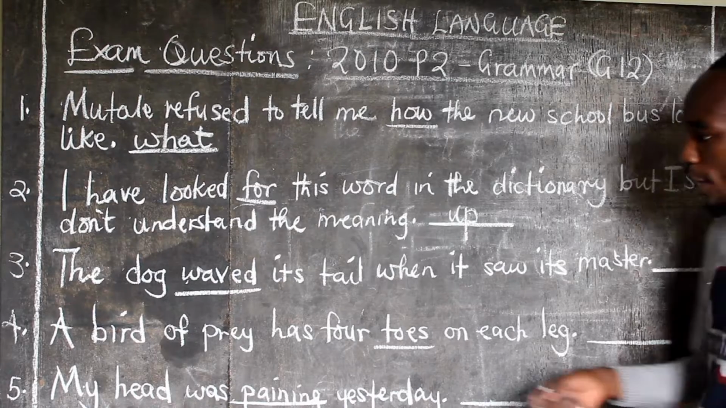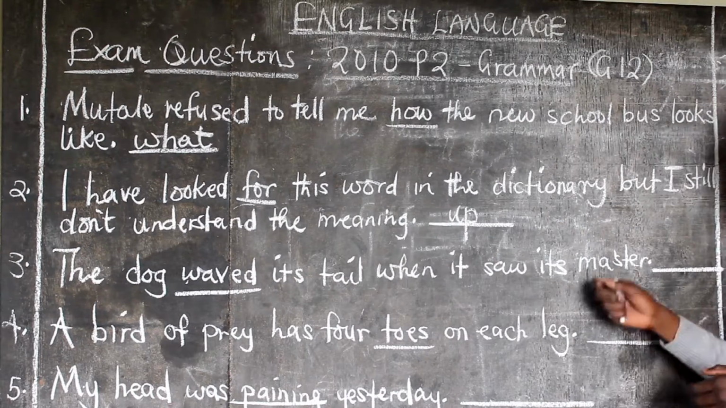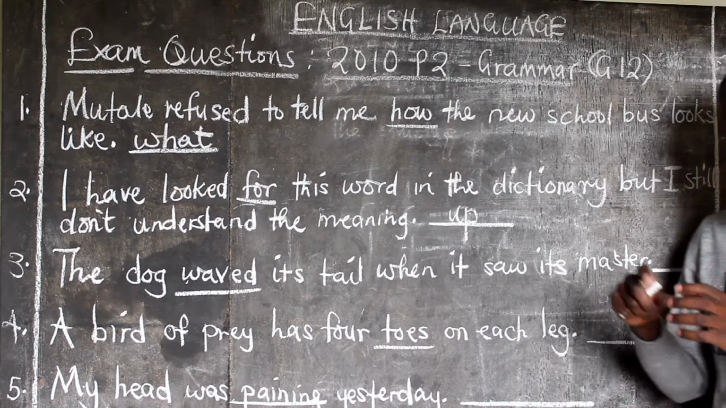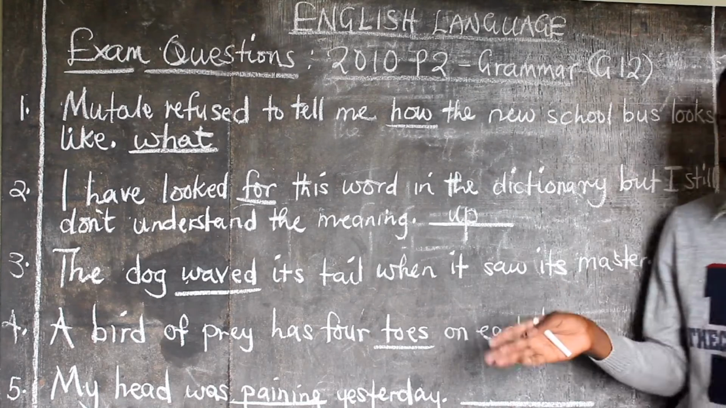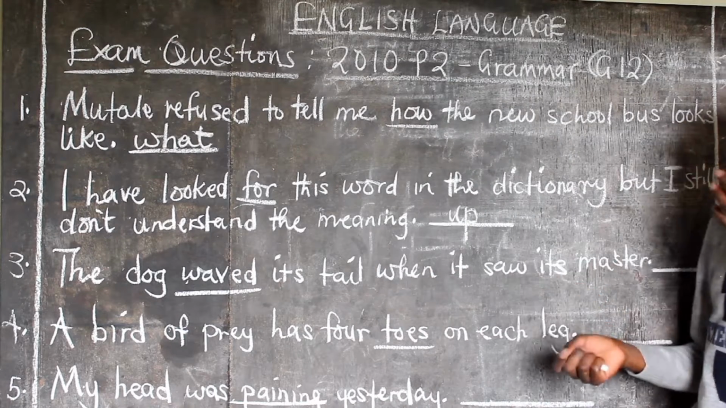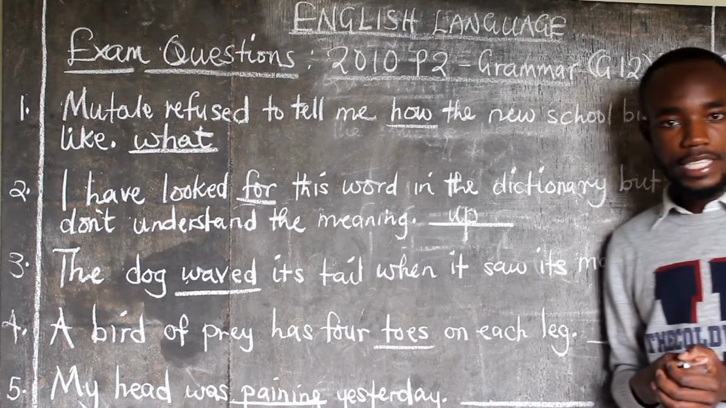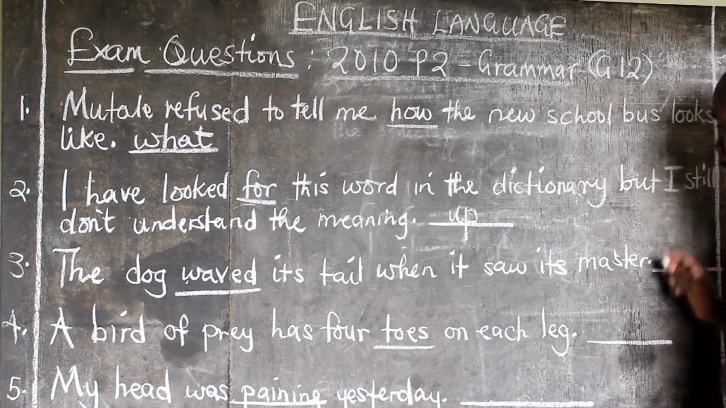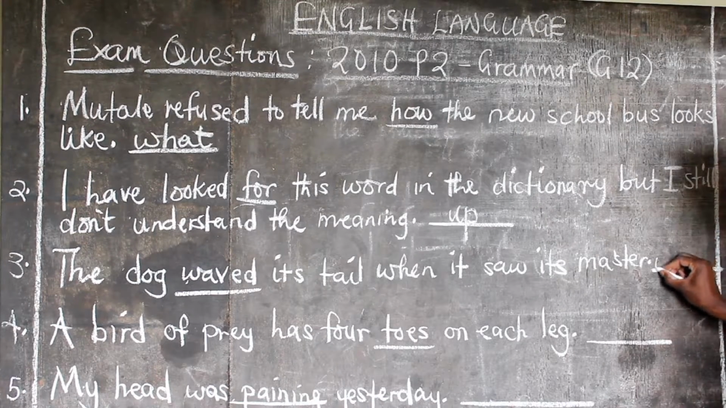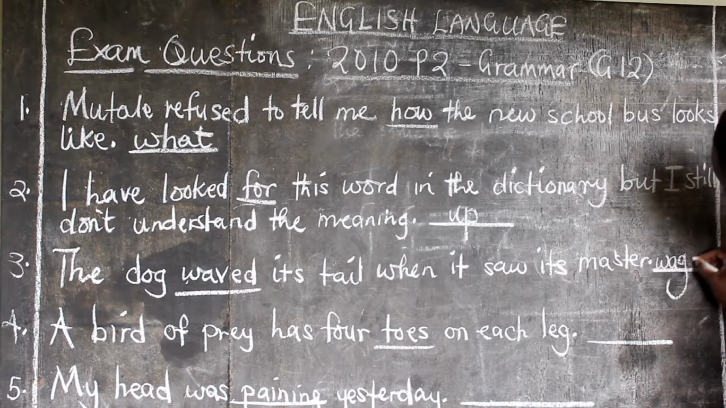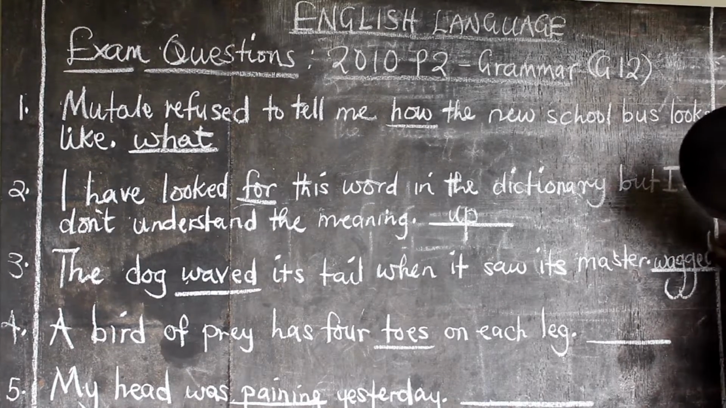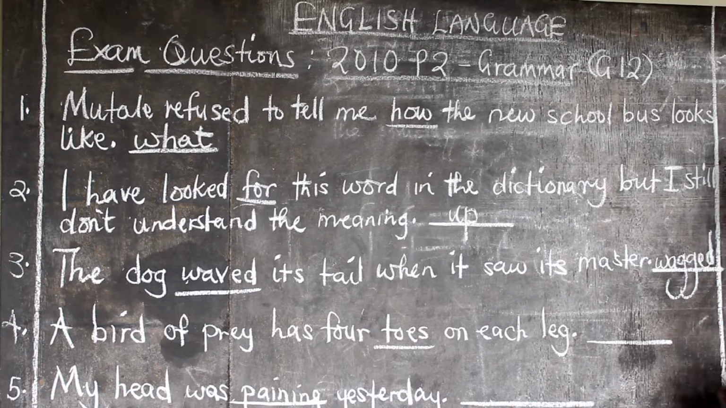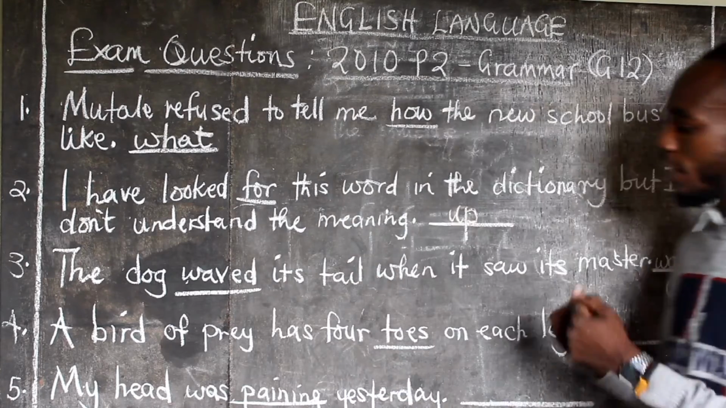Number 3 says, the dog waved its tail when it saw its master. So when this dog saw the master, its tail started shaking, for lack of a better term. However, that's not the correct answer. So instead of saying waved, the correct answer is wagged. So dogs wag their tails. So this is the correct answer here. Instead of saying waved, the answer is wagged. I hope the viewers there are able to see the word wagged. The dog wagged its tail when it saw its master.